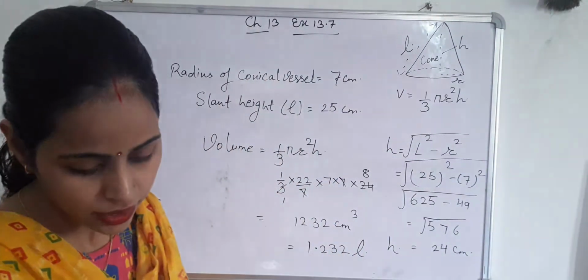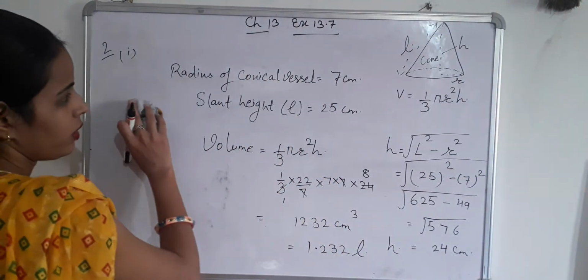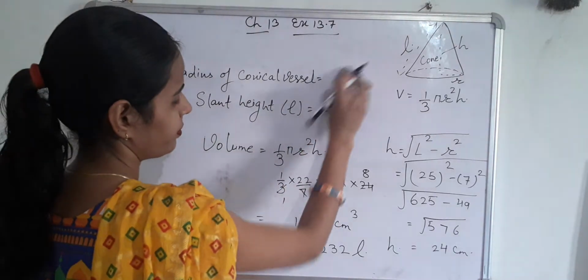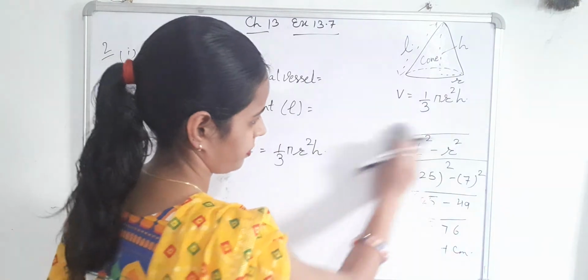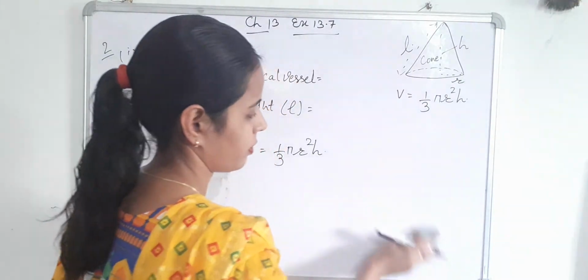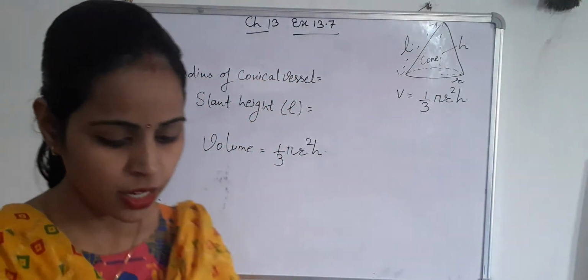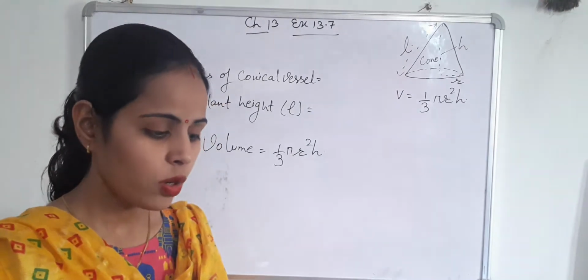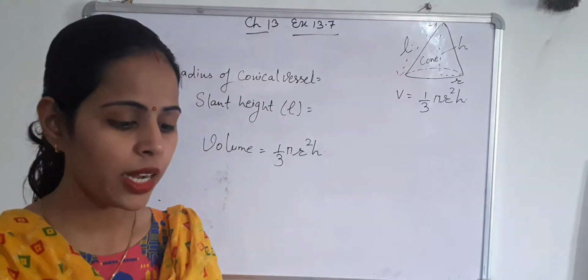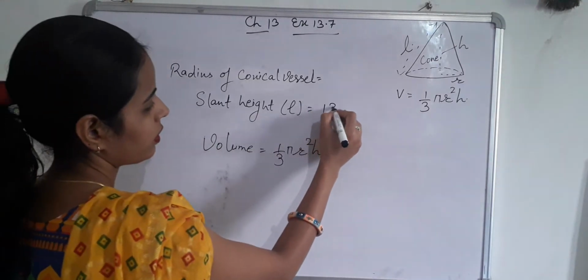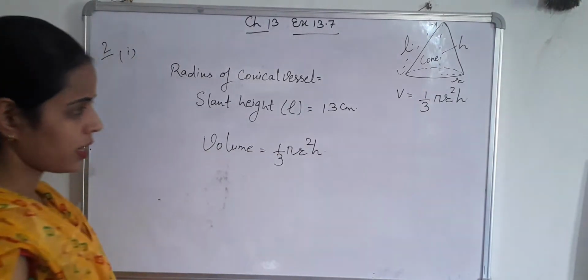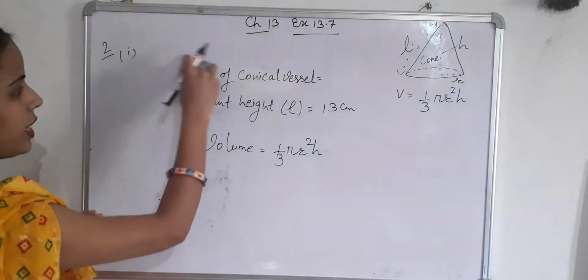Second part is that in second part, height is given 12 centimeter and slant height is given 13 centimeter.